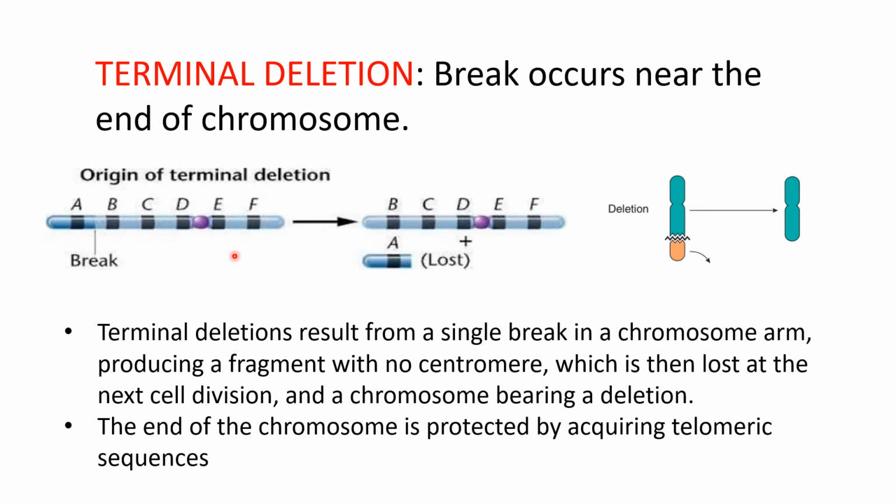This is a chromosome with segments A, B, C, D, E and F. Break takes place here and the broken segment A gets lost as it is shown here, and this segment's ends are protected by acquiring telomeric sequence.